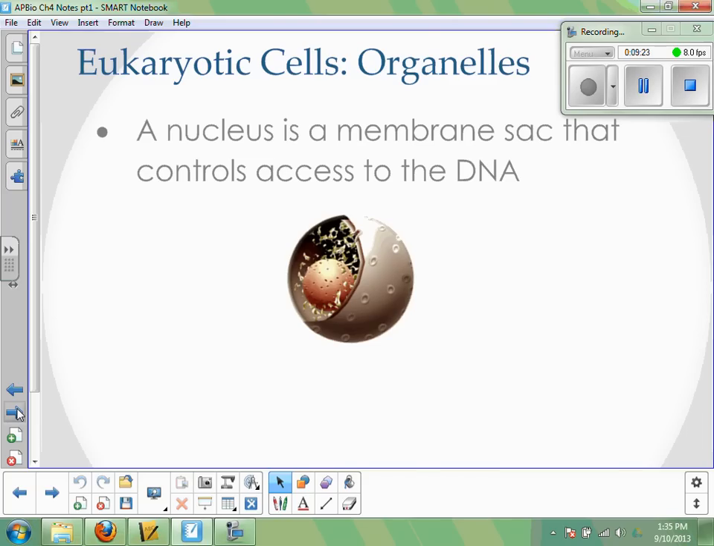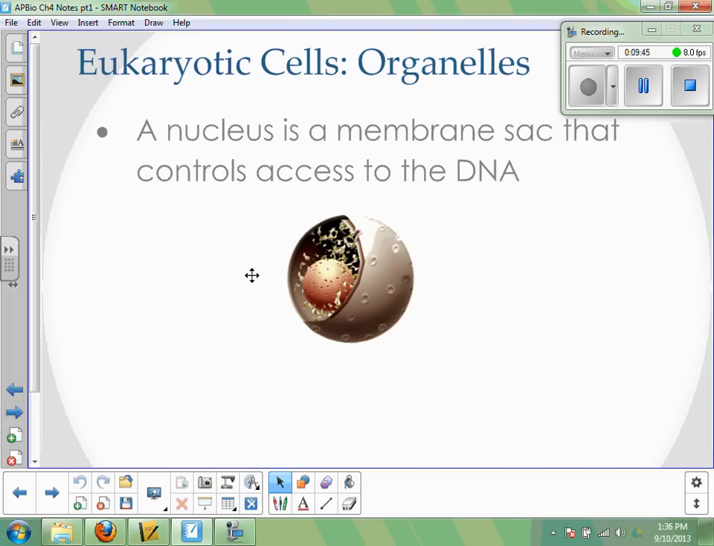Now, as far as inside a eukaryotic cell, what we're going to do in this lesson today is just do a quick overview of what we find, and then in part 2 of chapter 4, we'll go into a little more detail on the different organelles, with what they do, and some more about the structures of them. But inside the eukaryotic cell, the most obvious feature we see is the nucleus.